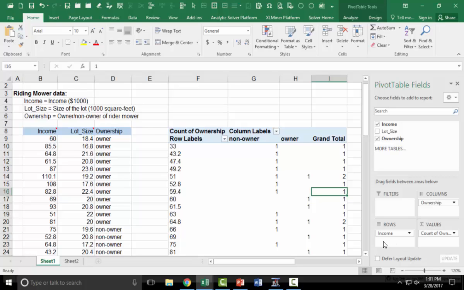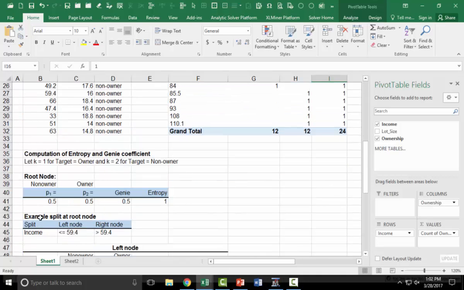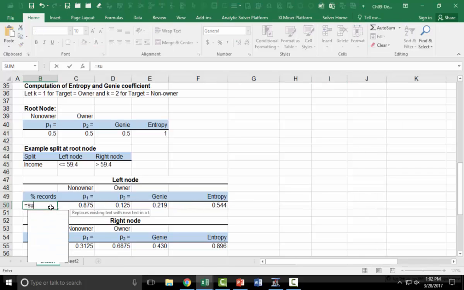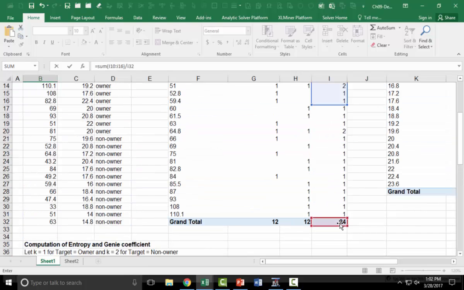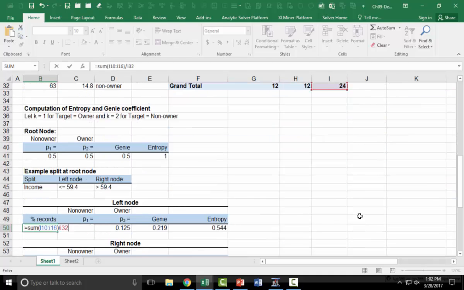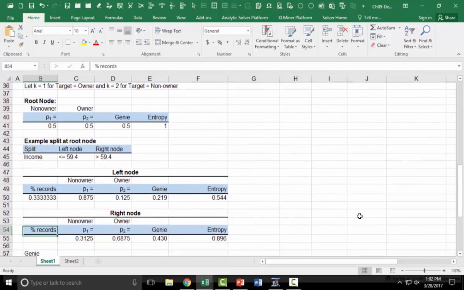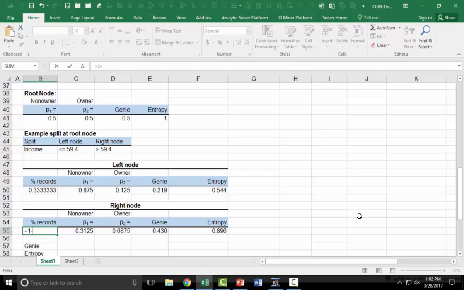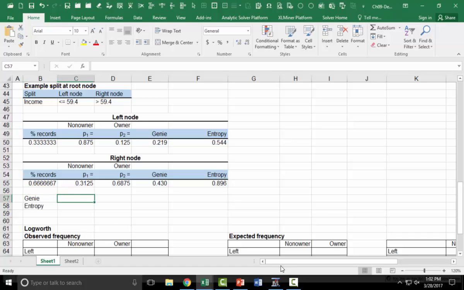So here will be the sum of I10 through I16 divided by I32. That's the total. So this will give us the proportion of records on the left side. And on the right side, the proportion of records is 1 minus that. So now we can compute the weighted sum.